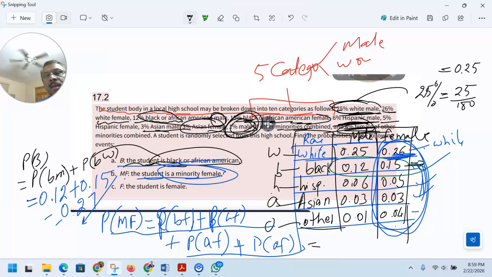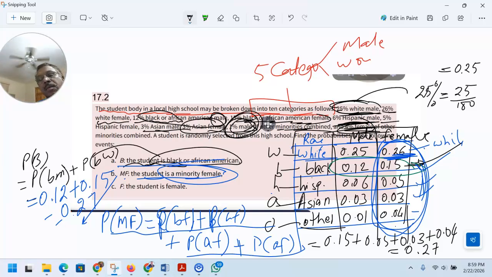So you add 0.15 plus 0.05 plus 0.03 plus 0.04, and you get 0.27.